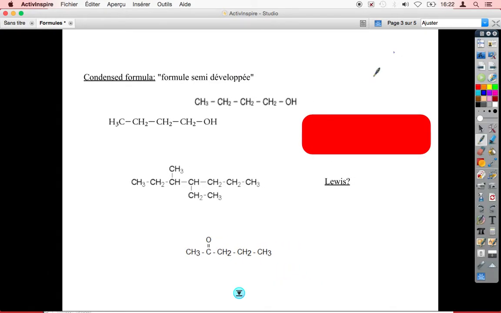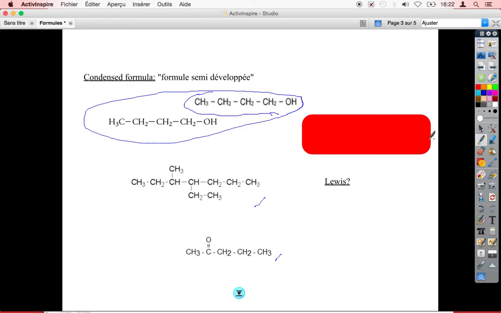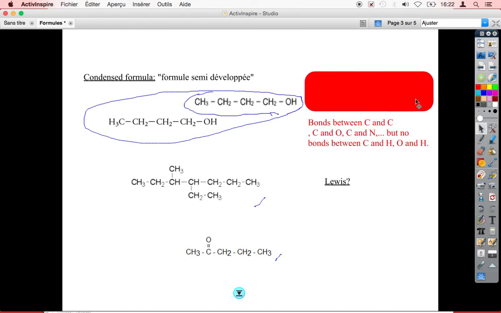Now the condensed formula is the same for butanol. We have this. Both are the same. The only difference is the CH3: there it's written H3C because C is linked to C. But I think it's better to use this one. It's condensed because we do not see the bonds between carbons and hydrogen atoms, which are condensed around carbons. It's the same for both other molecules. So what you have to know is this.